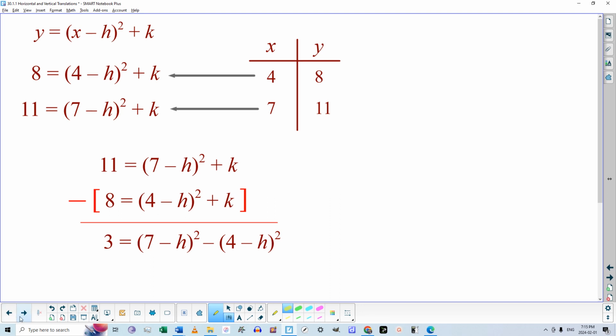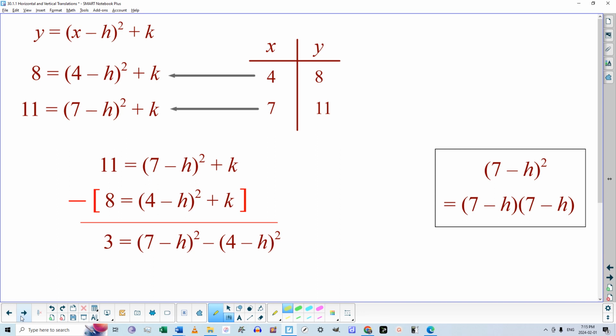Now, don't forget, you cannot afford to make junior high or grade 9 or grade 10 or even grade 11 mistakes here. 7 minus h quantity squared means you have to figure out what 7 minus h multiplied by 7 minus h is. So you can FOIL it out, but you're going to get 49. You'll also get a minus 7h, a minus 7h, and a plus h squared. So when I put them together, I have 3 on the left side equals 49 minus 14h plus h squared.